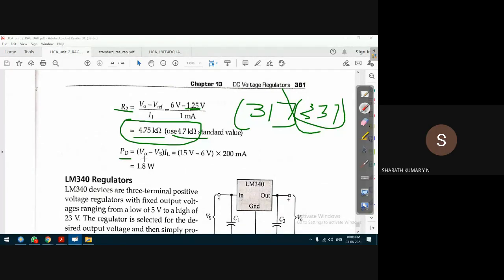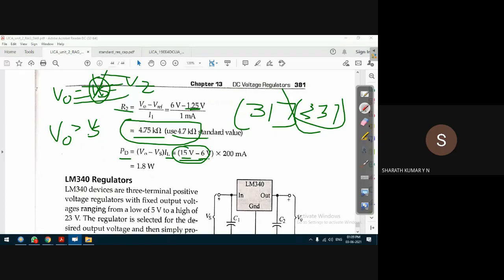Power dissipation in terms of voltage and current is V0 minus Vs into IL, where IL is the load current. Here V0 is the supply voltage 15 volts and Vs is 6 volts. In this case you can observe that it is an adjustable voltage regulator, so the input is greater than the output. In a non-adjustable normal regulator, V0 will be equal to Vz. But in this case, the supply is greater than Vz. Understood? This is quite obvious.